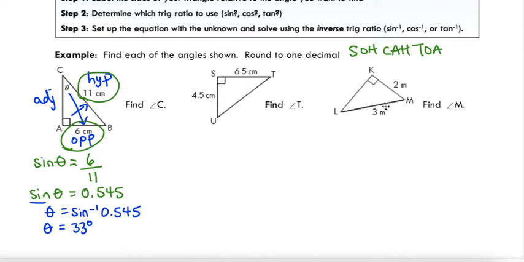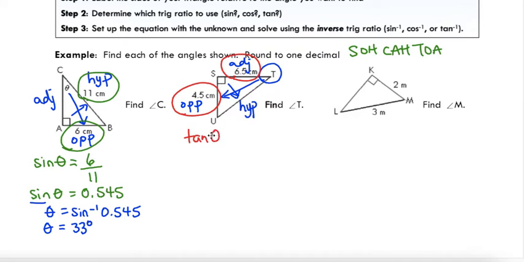Let's take a look at the next two examples here. So first, label your sides. I have my hypotenuse, which is across from my right angle. It's asking me to find angle T. So across from angle T is my opposite side, and beside angle T is my adjacent side. So I need to use my trig ratio that involves the adjacent side and the opposite side, which is tangent.